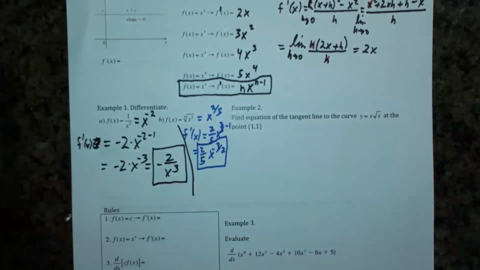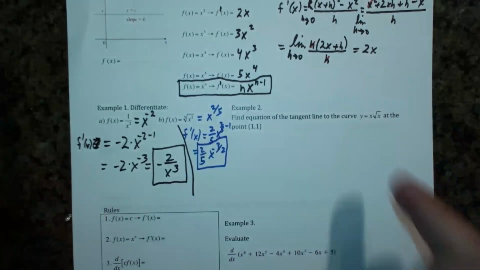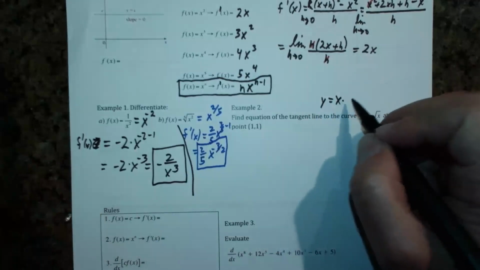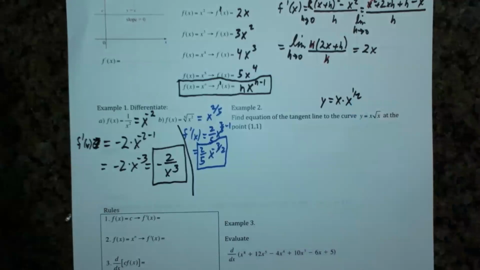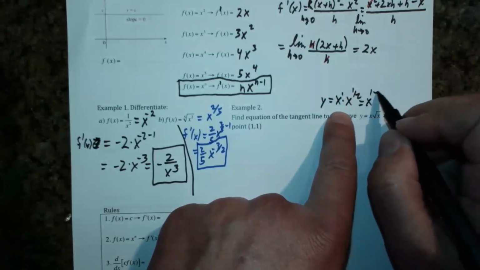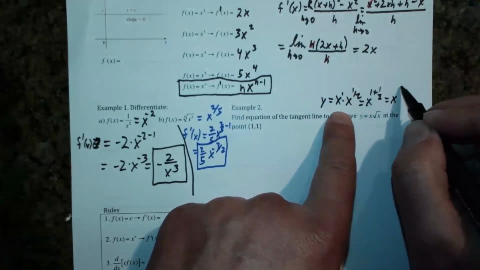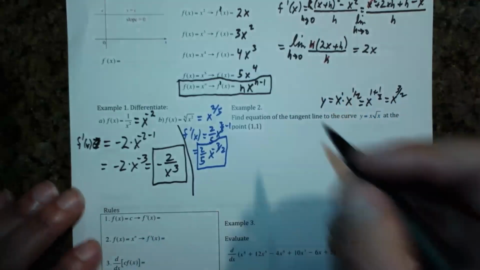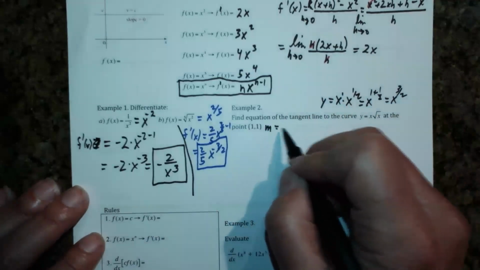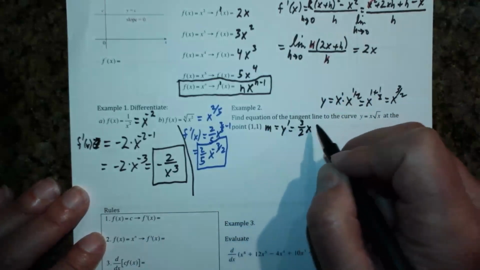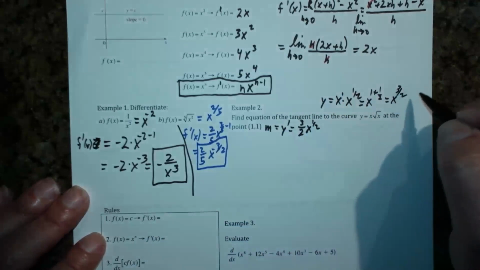Now, example 2 is we're looking for the equation of the tangent line to this curve here. Now, I want to point out that this is y equals x times x to the 1/2 power. And if you remember, that's actually x to the 3/2 power, since you add the exponents. And so that's going to make the derivative a whole lot easier. So m, or the slope, is y prime, which is 3/2 times x to the 1/2 power, because 3/2 minus 1 is 1/2.